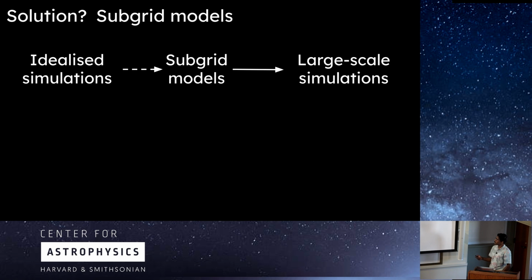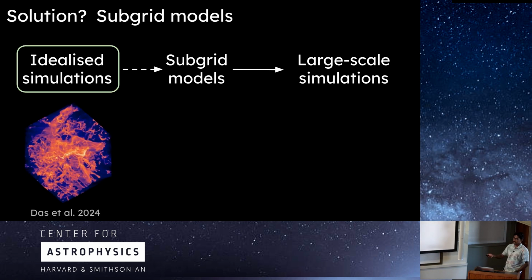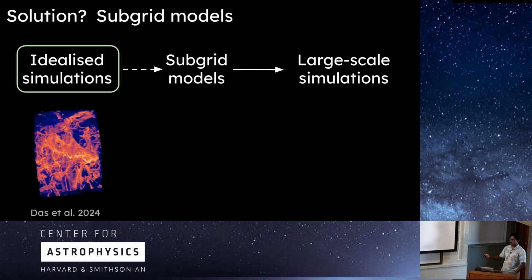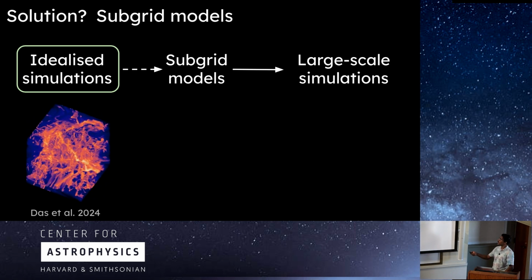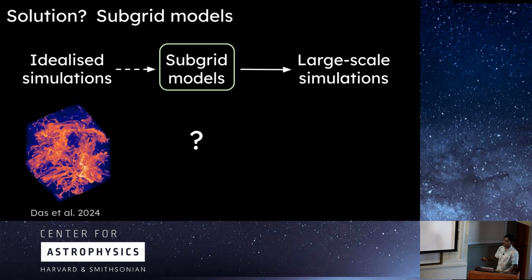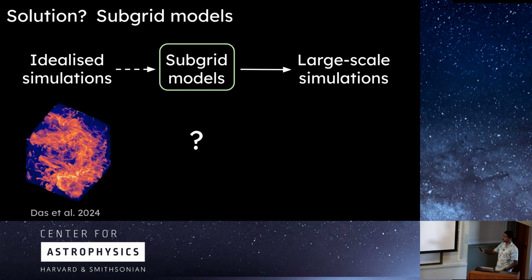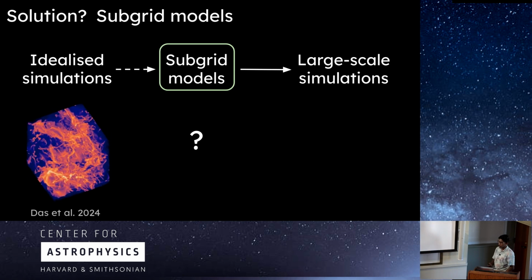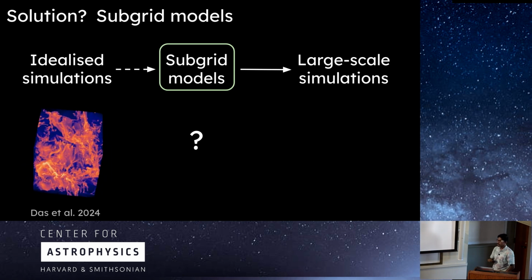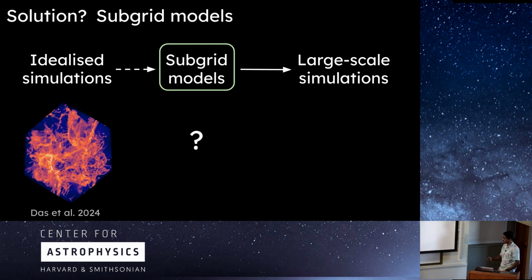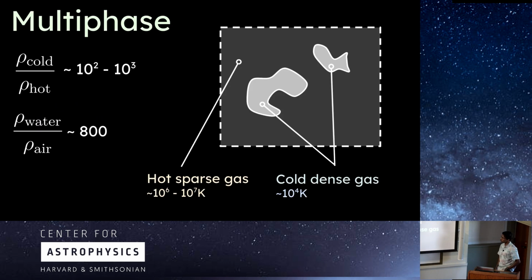So the roadmap that we have is we can take these idealized simulations that people have done before, including our group, and make a subgrid model out of it, which can then later be implemented into larger scale simulations, and hope to have an accurate representation of how the cold gas is behaving in the medium.